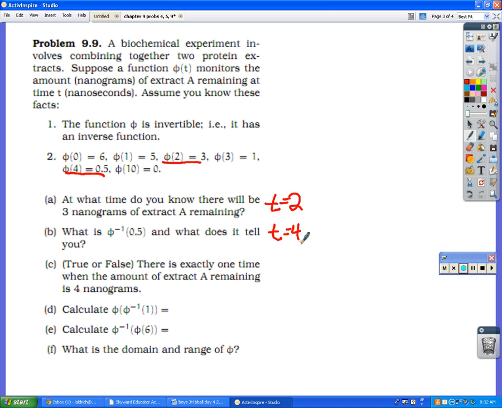All right, true or false, there's exactly one time when the amount of extract A remaining is 4 nanograms. True, because if you are told that this function is 1-to-1, if you look at the graph, let's say this was false and there were 2 different times that there were exactly 4 nanograms, one at this time there and one at this time there, so there would be a point right there and a point right there. Would this function be 1-to-1 anymore? No, because it would fail the horizontal line test right there. So that means this is going to be true, and that's the whole 1-to-1 idea.